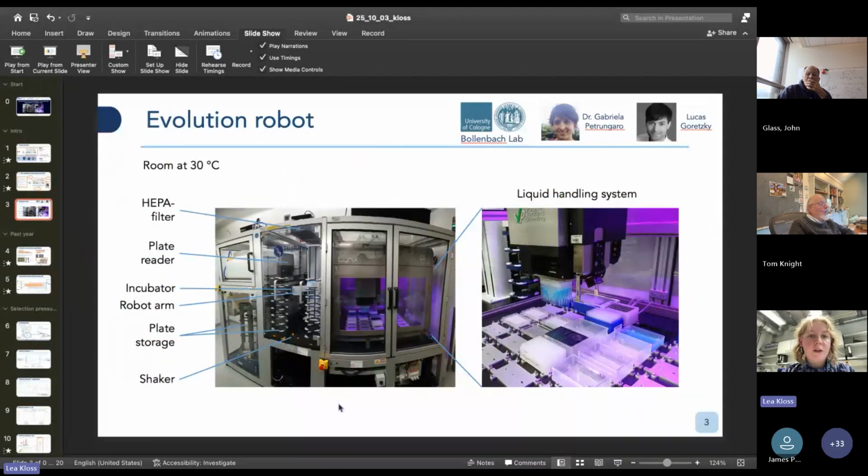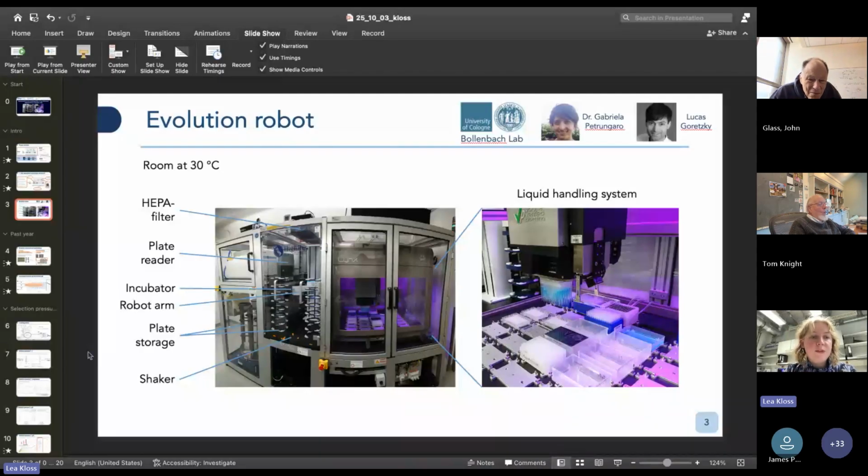So this is our evolution robot. Just to show, it's a very big machine. It's in a room at 30 degrees in our basement. It has an incubator and a lot of space for plate storage, so we can really do a lot of plates and a plate reader, everything that you need to measure growth. And then this is the heart, the liquid handling system, which basically does the dilution for us. So every couple of hours we can dilute.